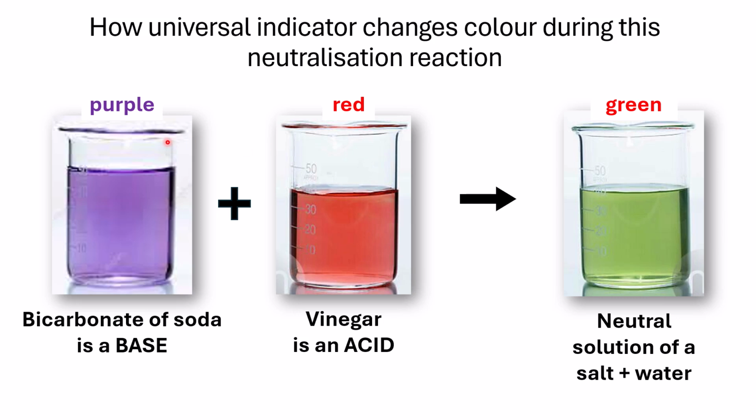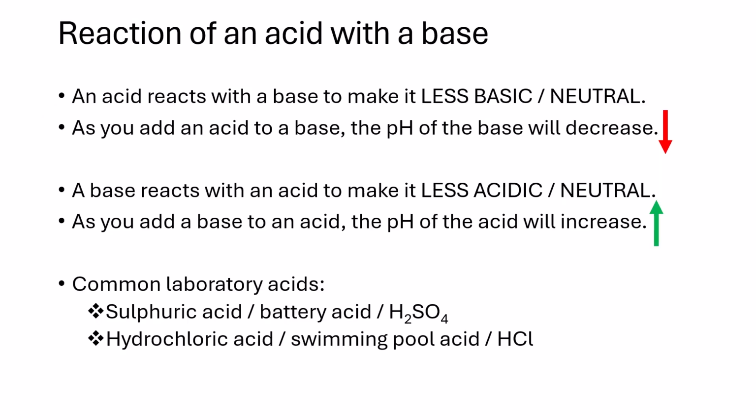So the universal indicator changing purple in bicarbonate of soda shows a pH of above 7, a base. And when it turns red in the vinegar, it shows us a pH of below 7, an acid. But after the neutralization reaction has been completed, the color of the universal indicator will become green, and that is a neutral solution of just a harmless salt and water.